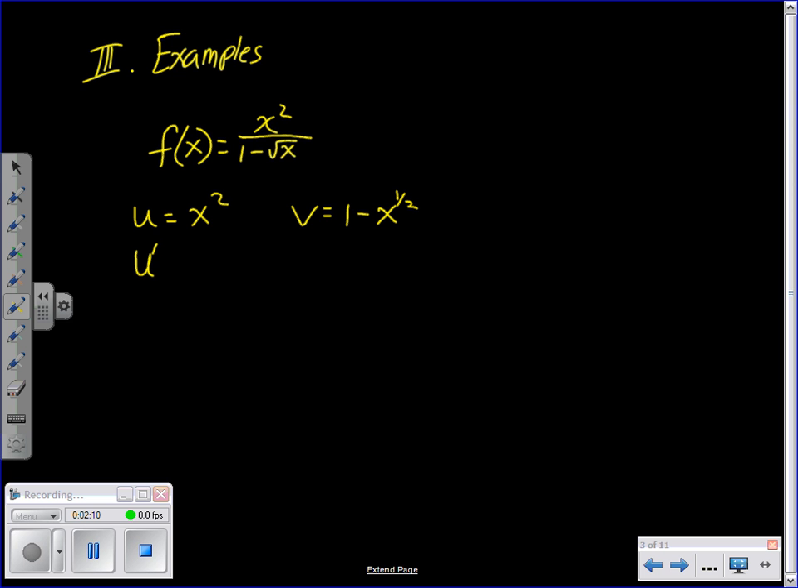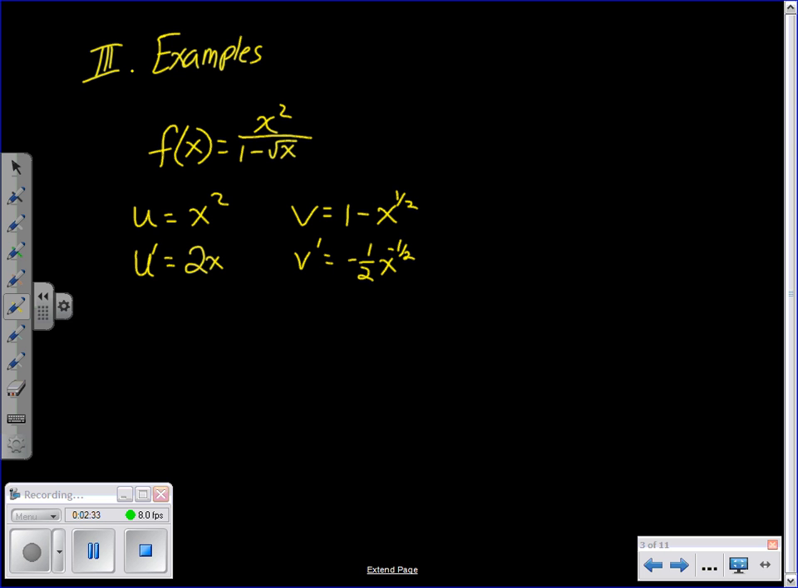When I take the derivative of u, I get u prime. U prime is equal to 2x. V prime is equal to negative 1/2 x to the negative 1/2 power. So remember, the derivative of 1 is 0, so the 1 won't show up. Then I have my negative sign, so I bring the power down and then subtract 1 from the exponent.